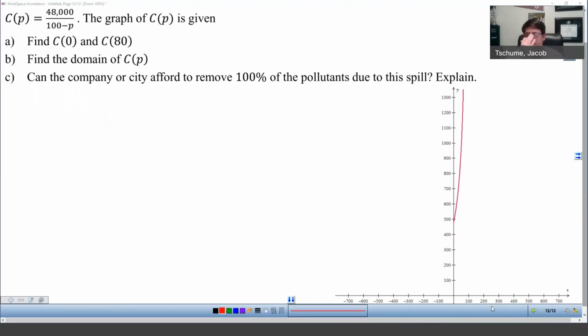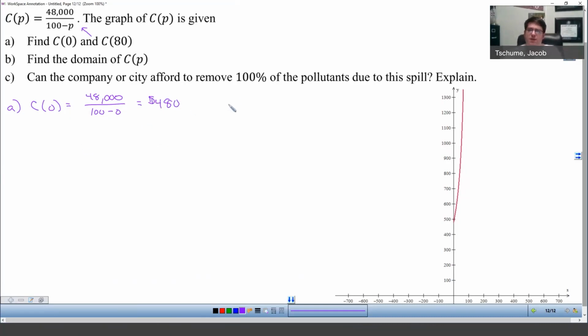I want you to do 3 things. Let's start with part A. I want you to find C of 0 and C of 80. Well, that's as simple as just plugging those numbers into the original function. So C of 0 is going to end up being 48,000 over 100 minus 0. And if I get my calculator out, that's going to be 480. So what that means, in money, is that to get rid of none of the pollution, 0%, it would cost the city about $480.